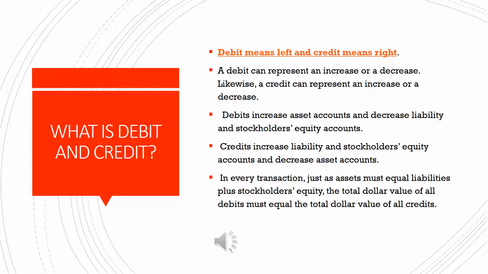A debit can represent an increase or a decrease. Likewise, a credit can represent an increase or a decrease. So just because you say debit or credit doesn't mean you're increasing or decreasing. It depends on what account it is. Debits increase asset accounts and decrease liability and stockholder equity accounts. Credits, on the other hand, increase liability and stockholders' equity accounts and decrease asset accounts.